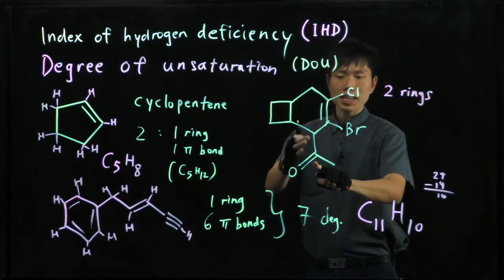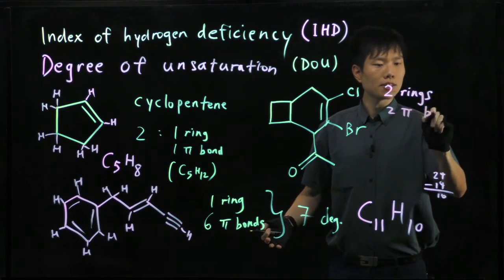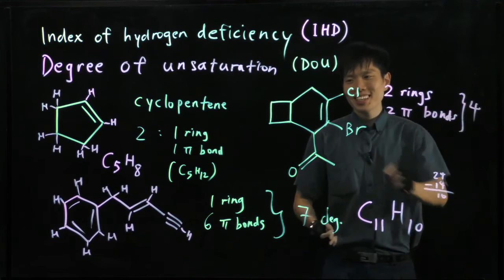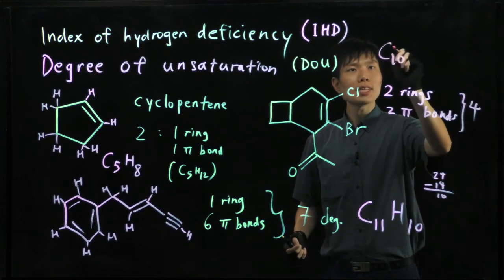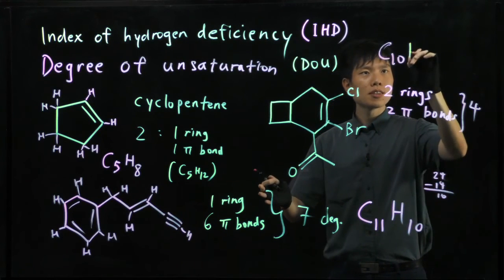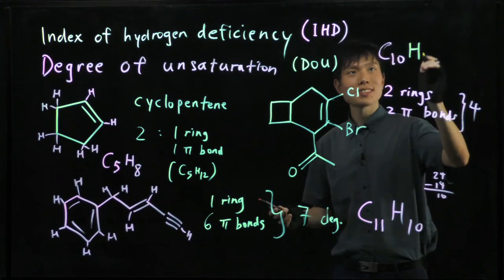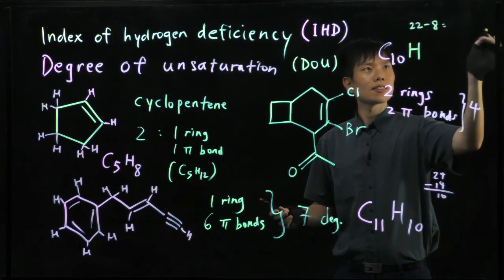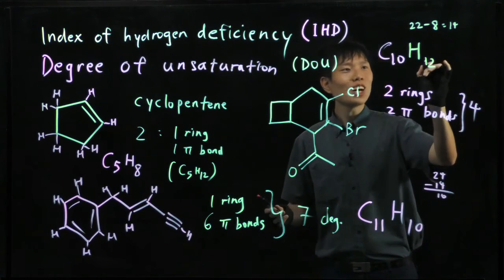A pi bond could occur between a carbon and another atom besides carbon. So we have 2 pi bonds. So the sum gives us 4. 1, 2, 3, 4, 5, 6, 7, 8, 9, 10. There are 10 carbon atoms. Alright. So how many hydrogens are there supposed to be? 22 minus 8 gives us 14. But I'm not going to put 14 here. I'm going to put 12. Later on, you'll see why.